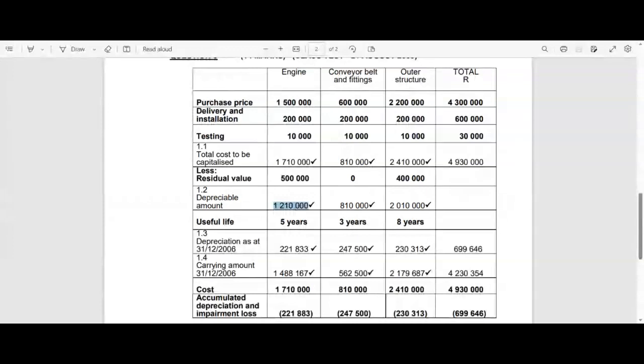What is our cost? Remember, this is very important because, like I say, students very often go wrong here. Our carrying amount is cost less accumulated depreciation, right? So if we are now going to calculate the carrying amount, what do we use as our cost? Which figure must we use?